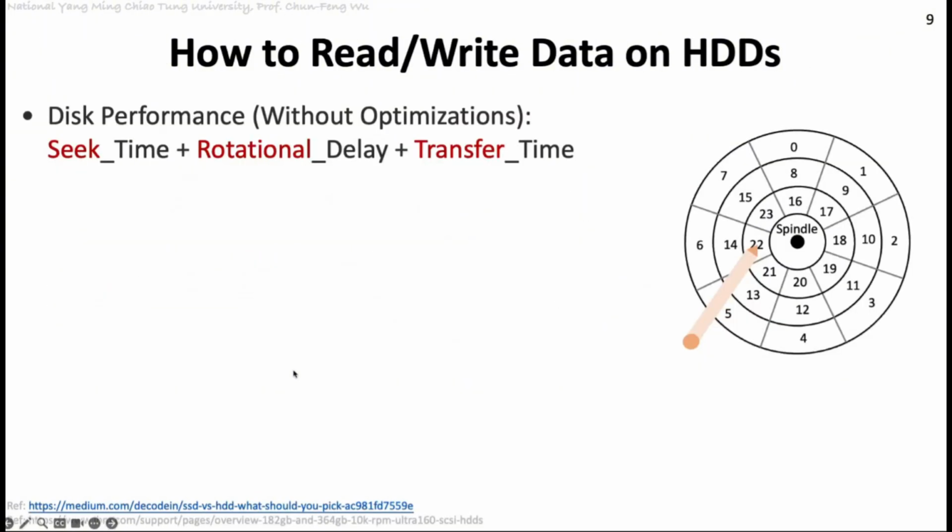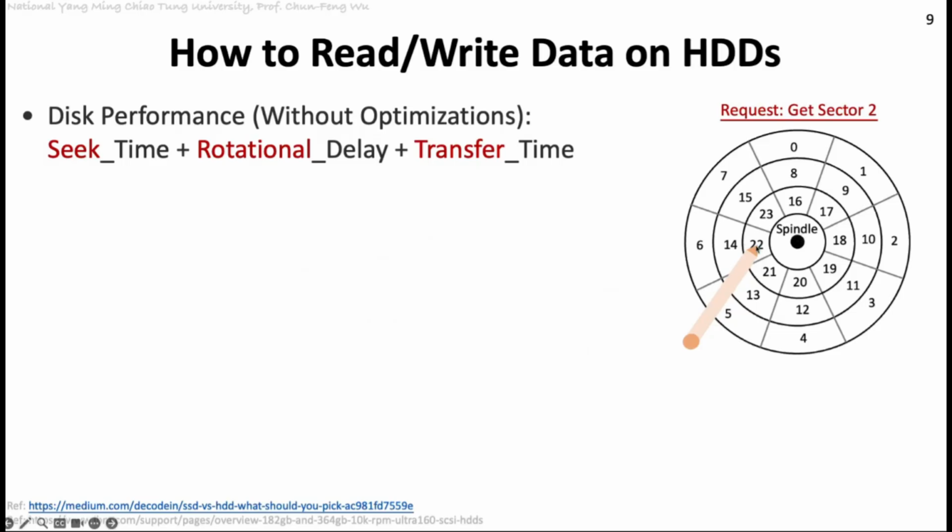Okay, so let's talk about how to read and write data on the hard disk drive. There are three main components of disk performance. The first one is the seek time, the second one is the rotation delay, and the third one is the transfer time. Given an example, this is one head, and this is a platter, and here is a spindle in the center.